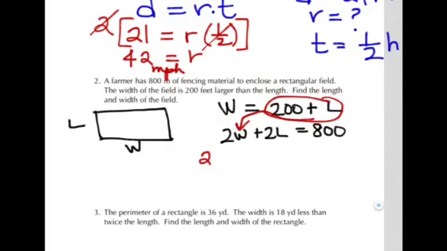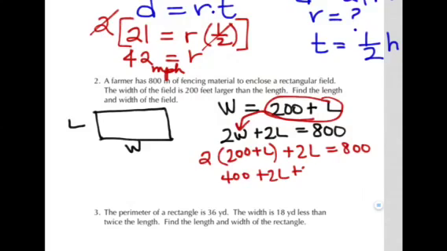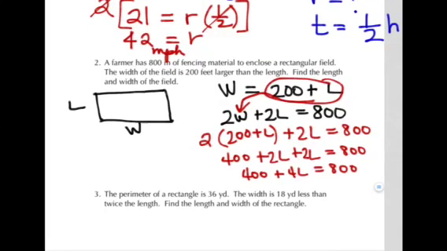So we'll have 2 times (200 plus L) plus 2L equals 800. Distributing your 2 through, you get 400 plus 2L plus 2L equals 800. 400 plus 4L equals 800 by combining like terms. Subtract 400 on both sides.